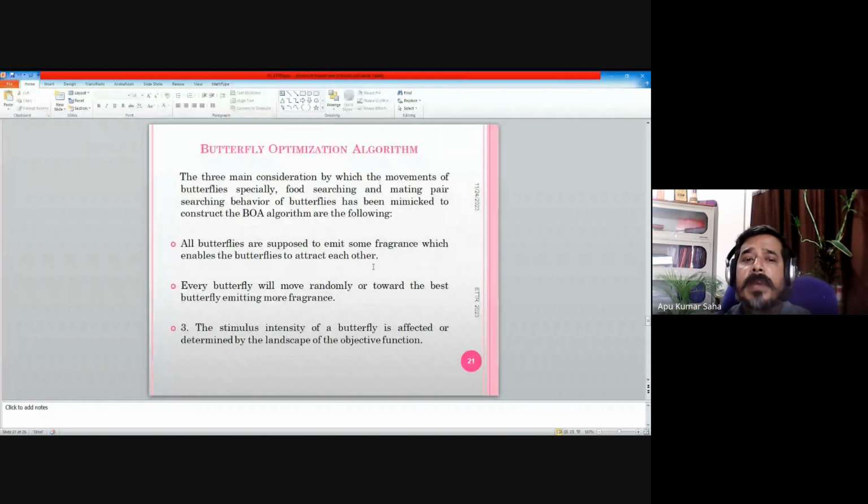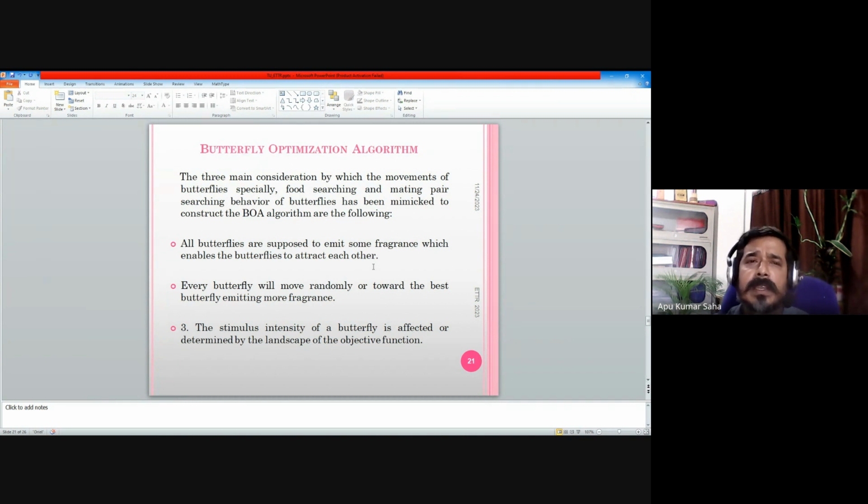Now, regarding the behavior of butterflies, the authors have considered three main things for generating the butterfly optimization algorithm. What they have considered is that all butterflies are supposed to emit some fragrance which enables butterflies to attract each other. So every butterfly is emitting some fragrance. This is the first one.